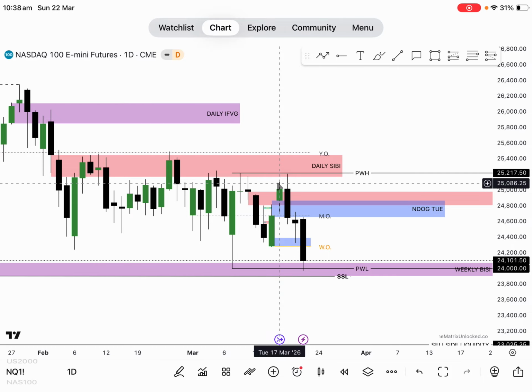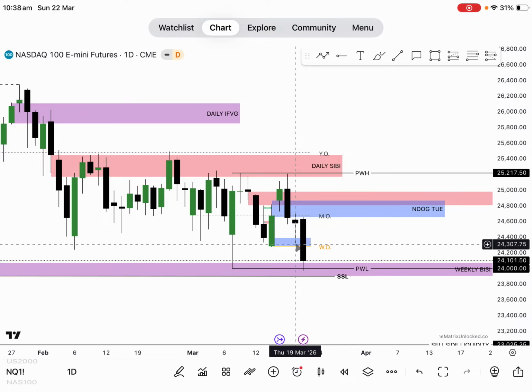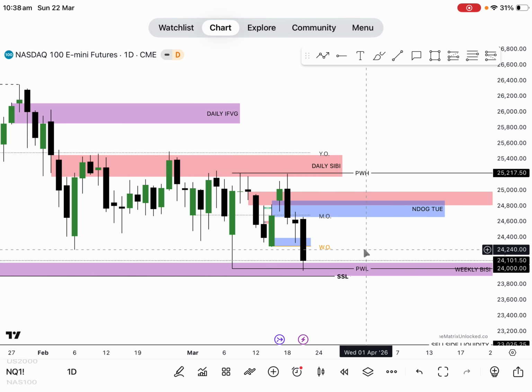Tuesday went all the way up. Wednesday opened all the way up, went into the daily BC, stabbed it, and then it just broke down lower. Thursday, wick down into the new week opening gap, went up, and then Friday was a classic sell day. So let's go see what the strategy actually is.